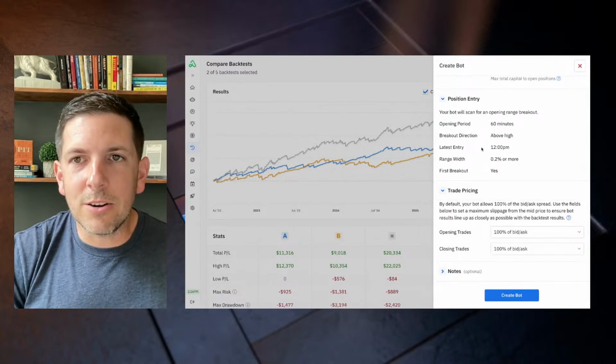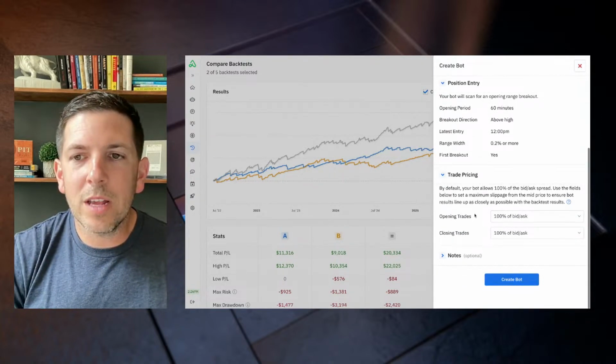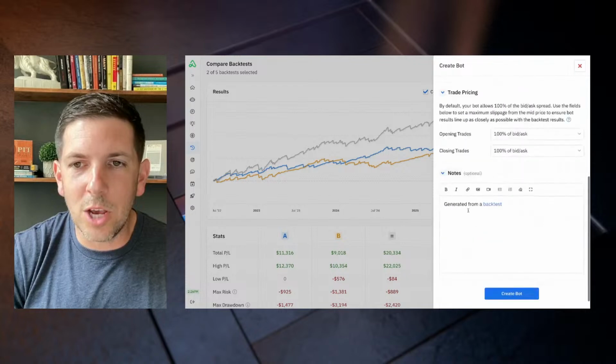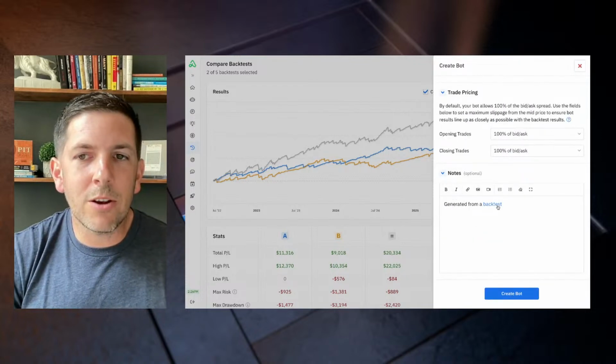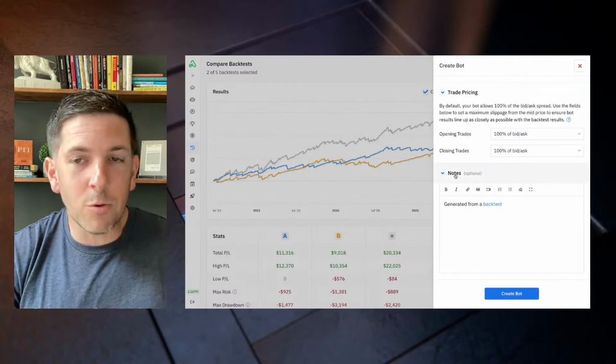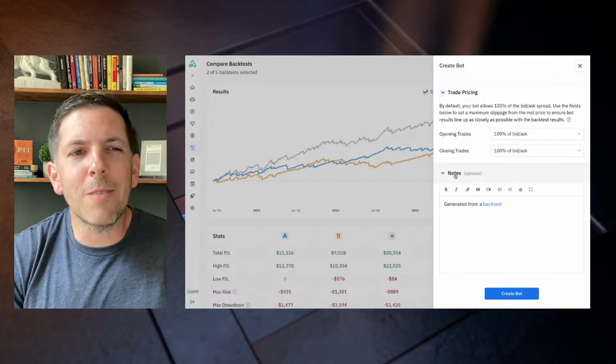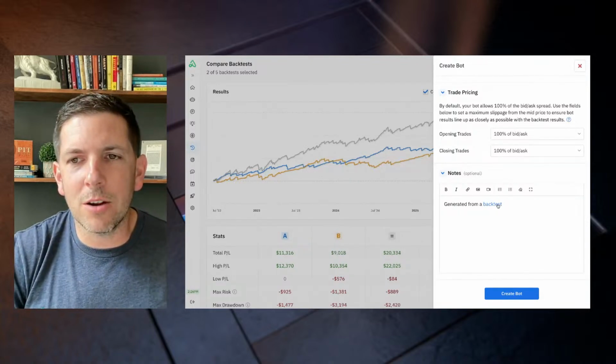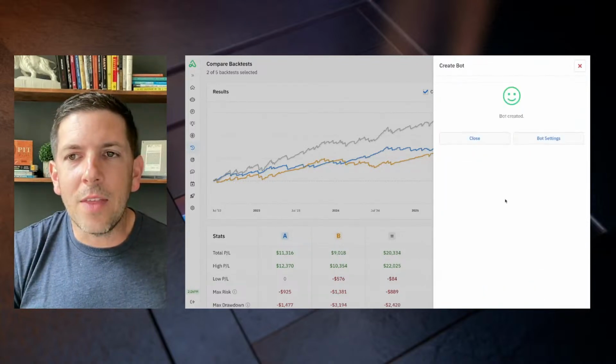Here's your entry criteria. This is what it will be scanning for. Here's your trade pricing. You can add some additional notes. We automatically throw in here a link to the backtest, so you always know, when you're running that bot, hey, what was that backtest I ran? We always throw it in here. It was generated from that backtest. And then go ahead and create the bot.